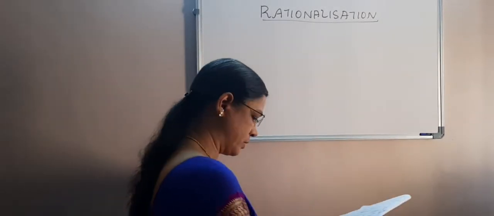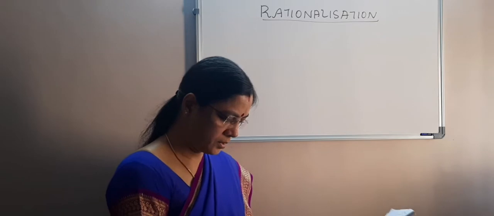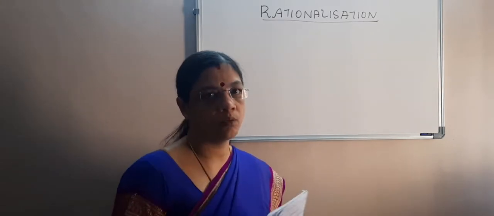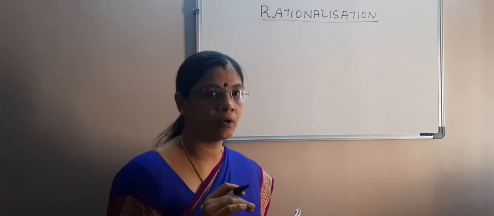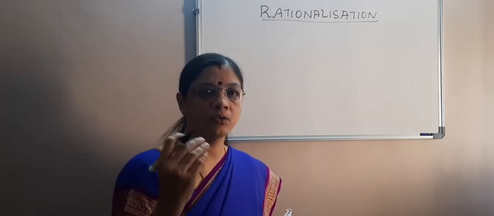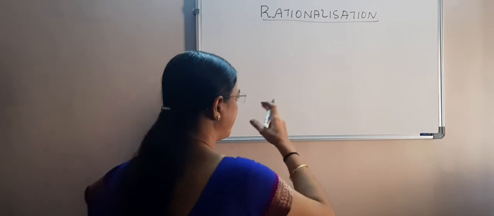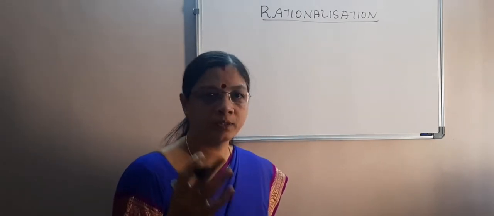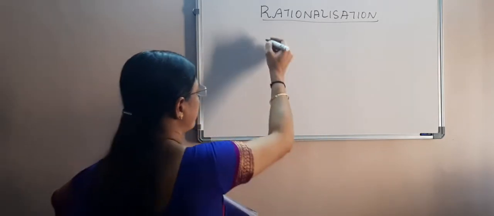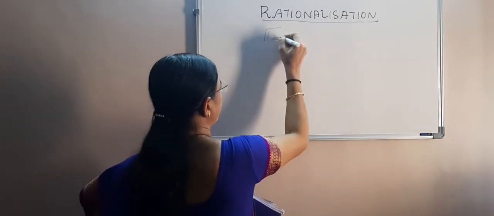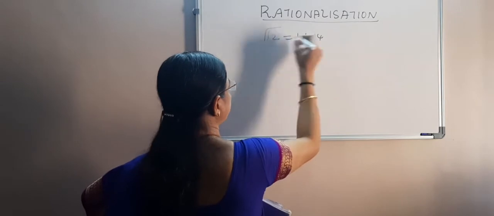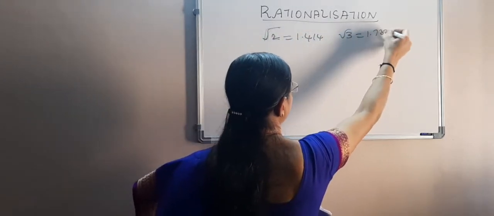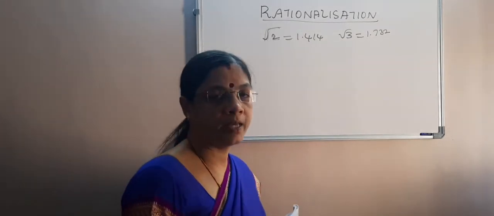So what is the purpose of rationalization? What is the purpose of rationalizing terms? That is, we don't want to have irrational numbers in the denominator, because when you multiply a number with root 2, you are multiplying it with 1.414. Root 2 is approximately equal to 1.414, isn't it? And root 3 is approximately equal to 1.732. We can find it out.